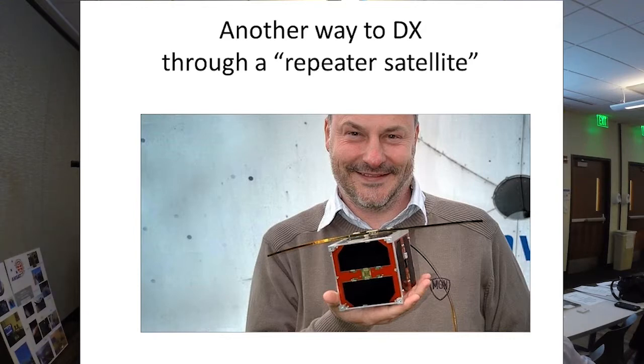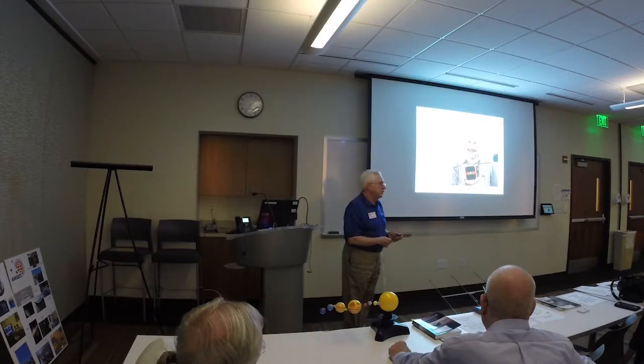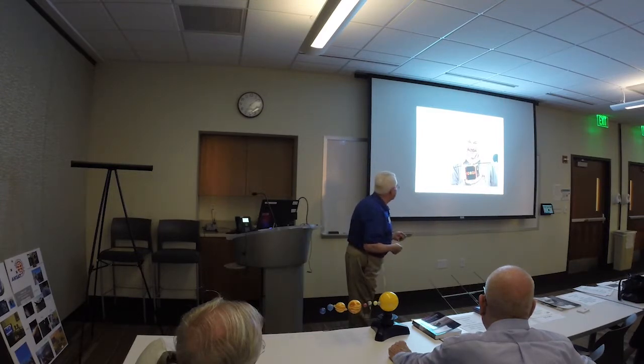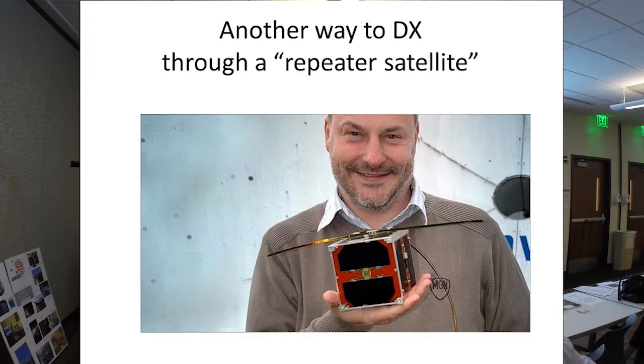What we're looking at here is another way to DX. This is a CubeSat. This is a 1-unit CubeSat, a 1U. That'll be critical as we move forward and talk about satellites that can be talked through by amateur radio. This particular CubeSat can either be in a high Earth orbit called a HEO or a low Earth orbit, and we'll discuss the difference in a few minutes.